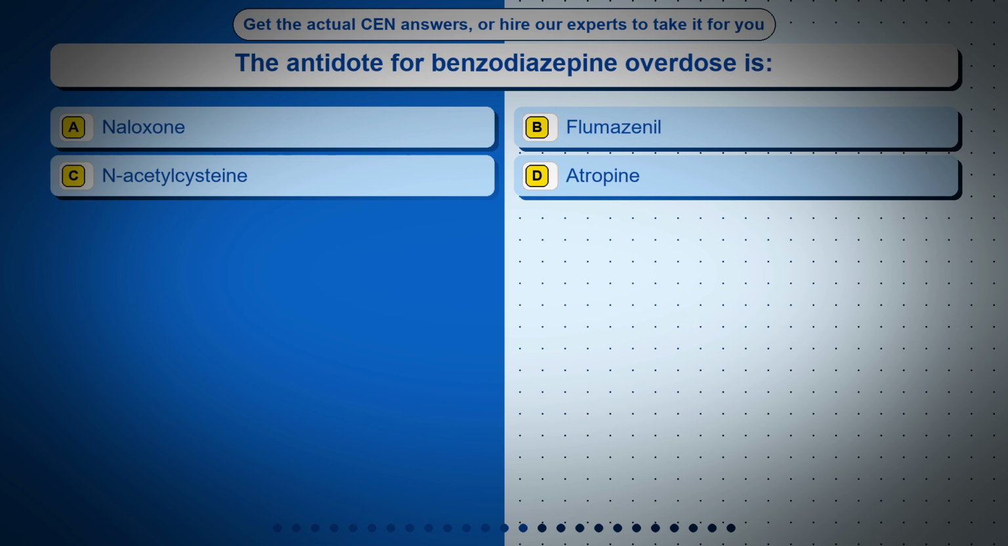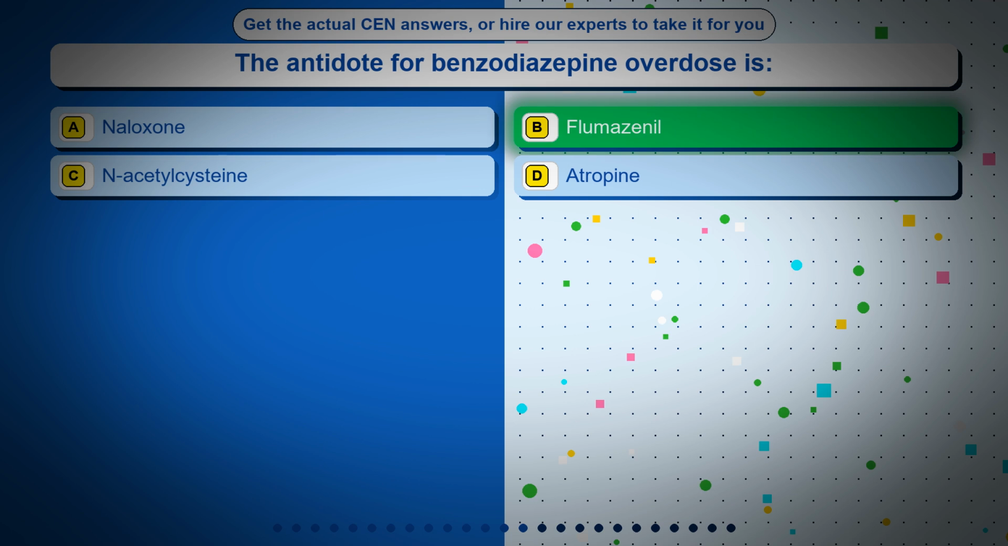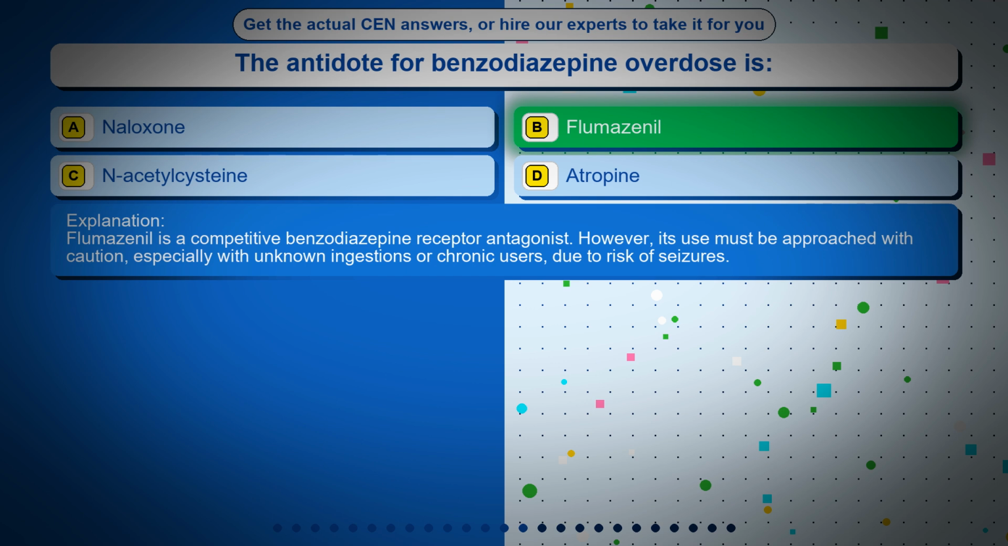Question 14. The antidote for benzodiazepine overdose is option A, naloxone. Option B, flumazenil. Option C, N-acetylcysteine. Option D, atropine. The correct answer is option B, flumazenil. Flumazenil is a competitive benzodiazepine receptor antagonist. However, its use must be approached with caution, especially with unknown ingestions or chronic users, due to risk of seizures.